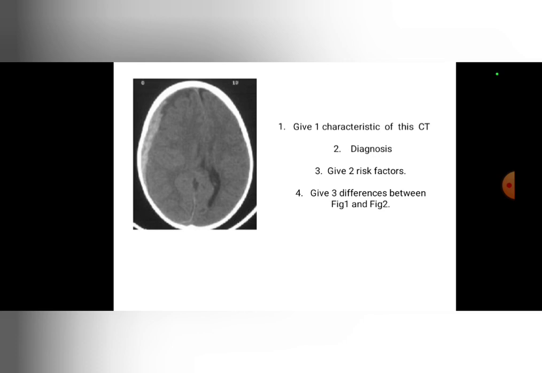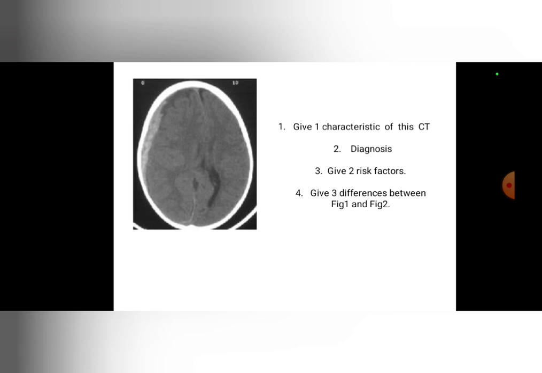Now the next thing is: give two risk factors for subdural hematoma. One risk factor is alcohol, and the second is trauma. Generally, patients who abuse alcohol may not even have any trauma. They may just have a minimal trauma, but they have a hemorrhage. So you have alcohol, you have trauma, and you have anticoagulant therapy. A patient on anticoagulants can have a subdural hematoma.